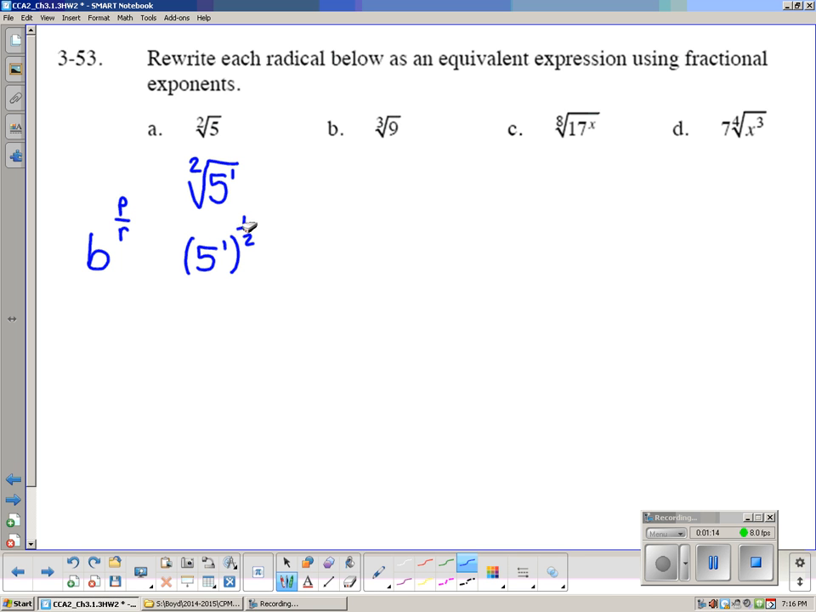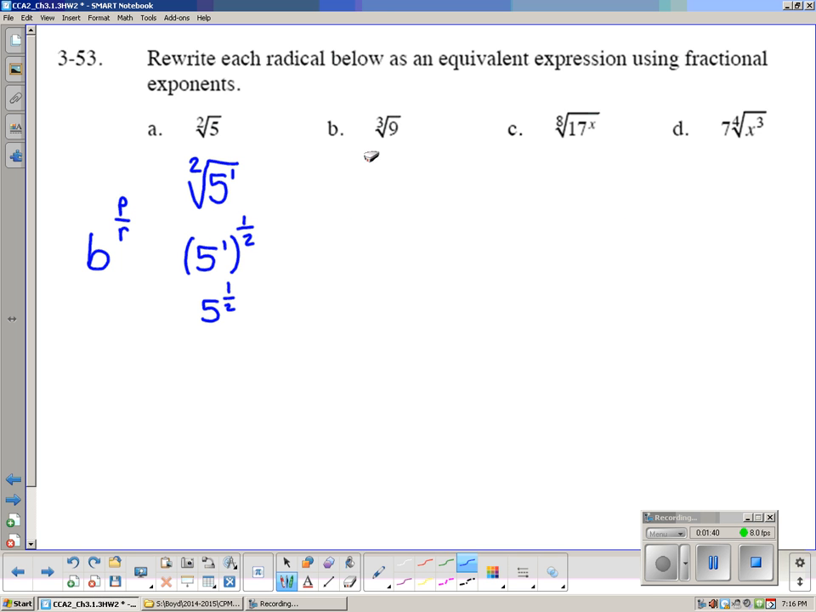Well, 1 times 1/2, if we use our properties of exponents, when we take a power and raise it to another power, we simply multiply. So 5 to the 1 times 1/2 would be just 5 to the 1/2 power. Now that might seem a little odd that I'm doing that with a 1 here, but as we get into some of the other problems, it may make more sense why I'm explaining it that way right now.